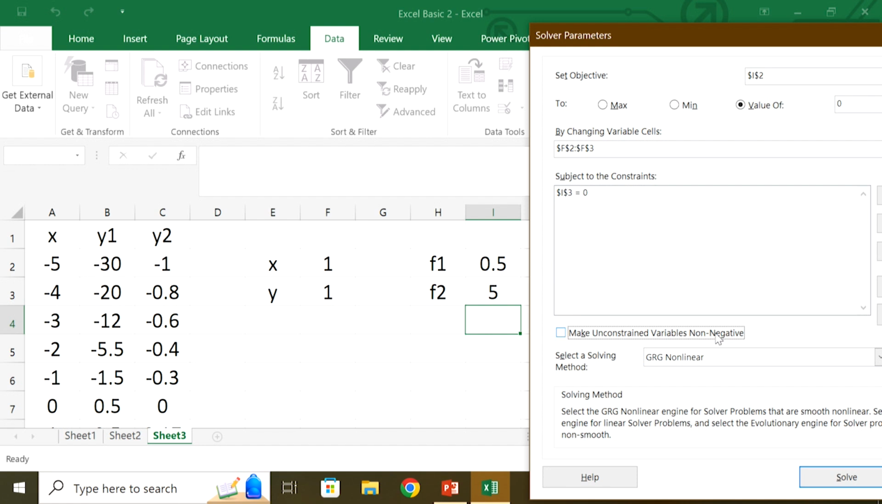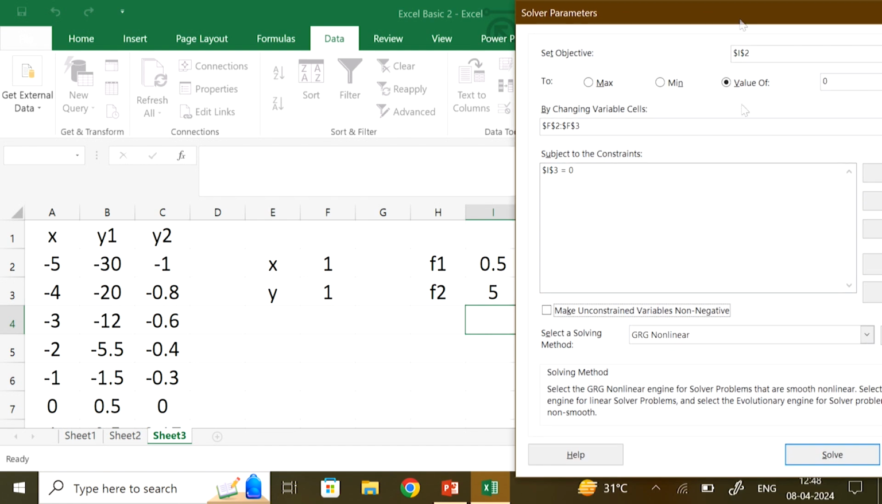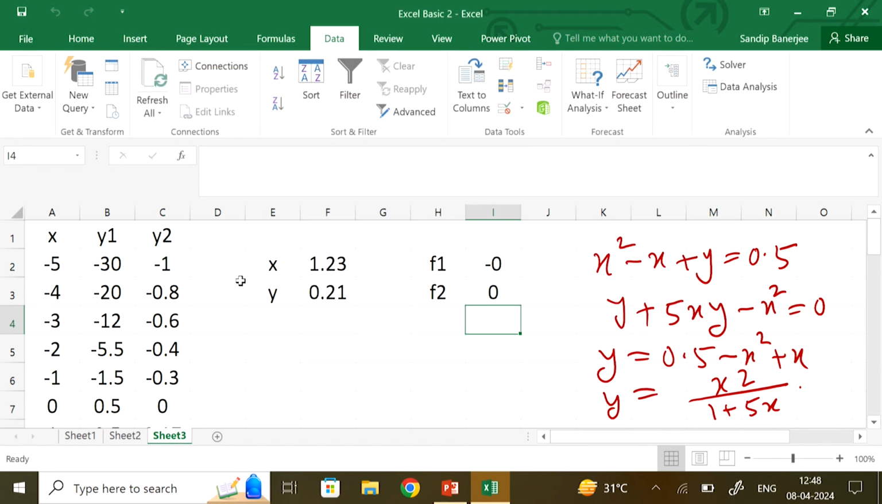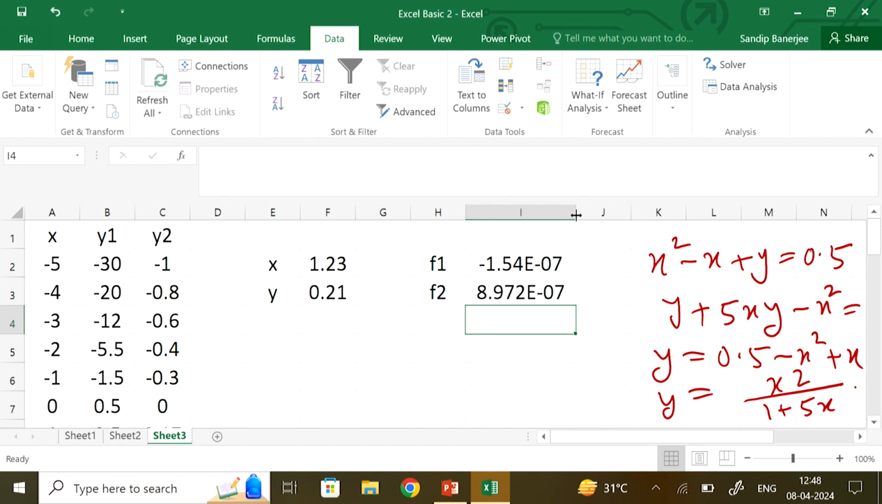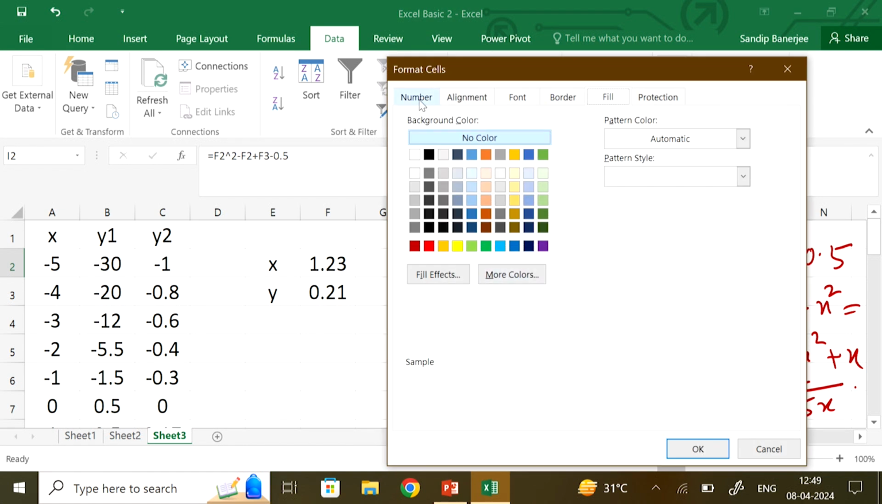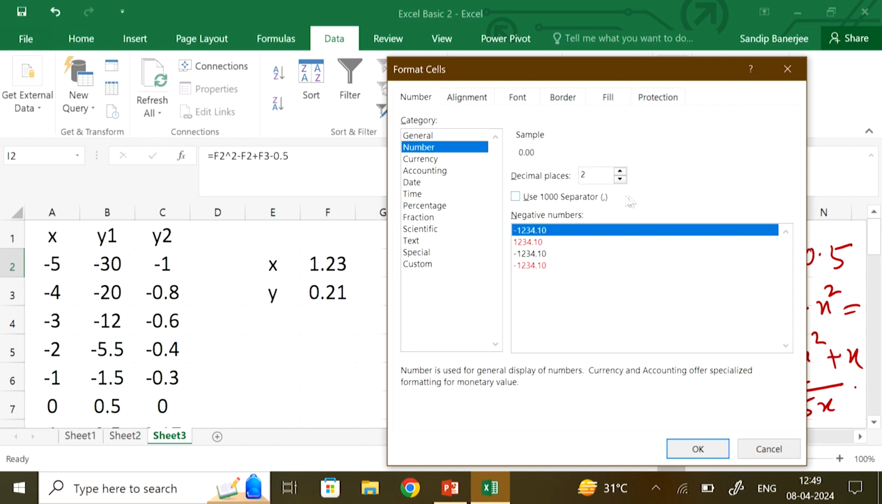I remove this so that the non-negative option is also taken into account, and you solve. You keep the solver solution. So, you see the answer is 1.23 and 0.21, and as usual if I expand the size of this cell, you get that this is minus 1.54 into 10 to the power minus 7 and 8.97 into 10 to the power minus 7. If you want to see them in decimals, you go to right click, then format cells, numbers, and change them say to 5.